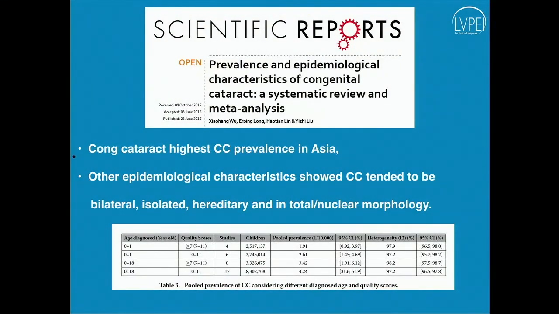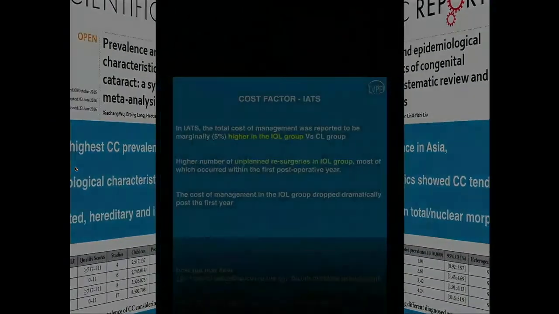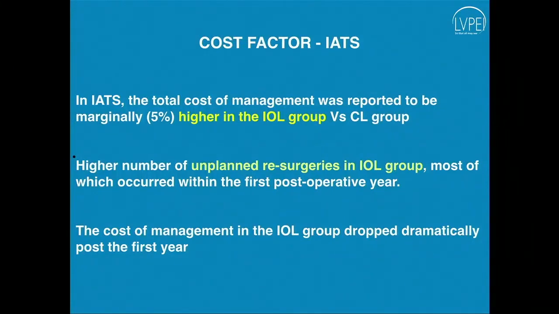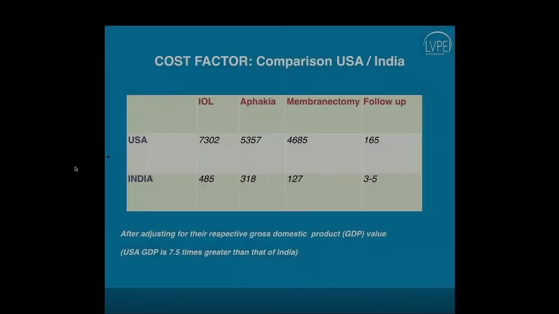And if you see this report, bilateral, isolated, hereditary, total nuclear morphology congenital cataracts are much more seen in the developing world than the developed world. And if you look at the cost factor, the IATS says that the IOL group had a much higher cost compared to the phakia group because there was an increased number of unplanned surgeries in the IOL group. And the total cost of management of the IOL group dropped dramatically after the first year because all these secondary interventions happened in the first year.